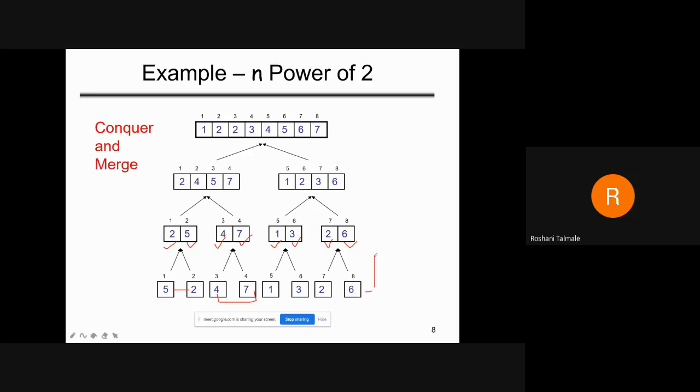Different sub arrays we are merging into this one. We have come to this position. Now again we will go back to the upper positions. Now what we have to do: 2 is compared with 5 and 2 is compared with 4. 2 and 5 are already compared. Okay, now we will compare this sub array with this one.